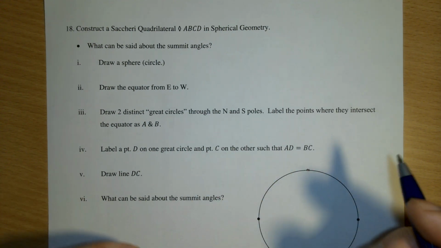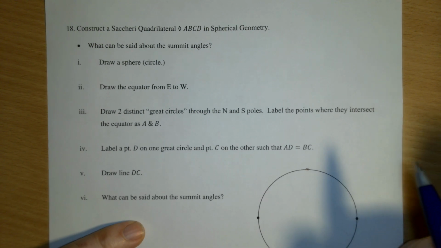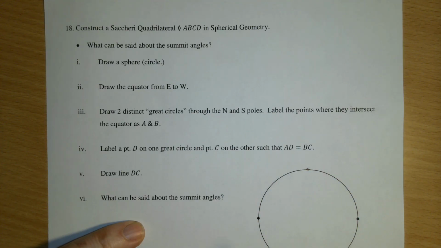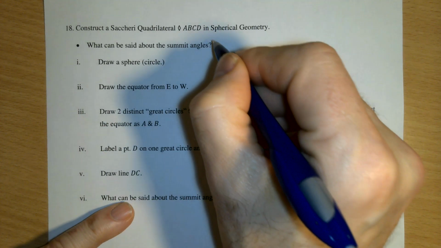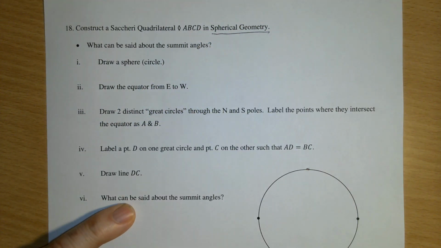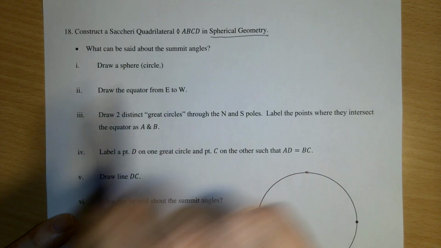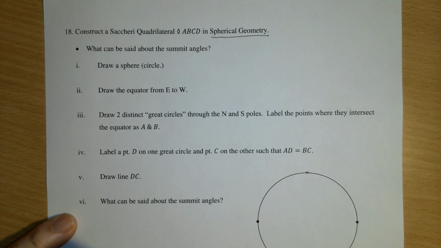For our last example in this section, we're going to do one more type of Saccheri quadrilateral, and we're going to do it in spherical geometry. So it's a little bit harder to draw this picture. And then we'll answer the question, what can be said about the summit angles of the particular Saccheri quadrilateral that we're going to draw?